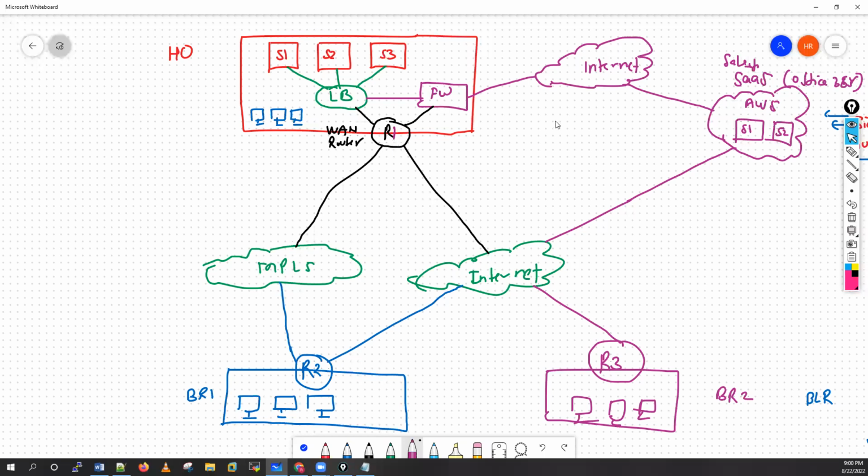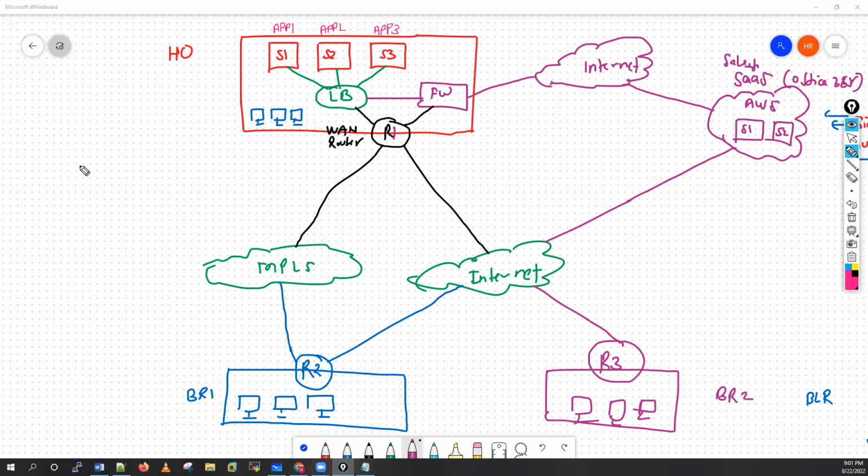Now, what happens according to our configuration: on these servers, let's suppose I have hosted my application 1. So this is my app 1, this is my app 2, and this is my app 3. Now, this is my MPLS link. So guys, I have the same condition here.